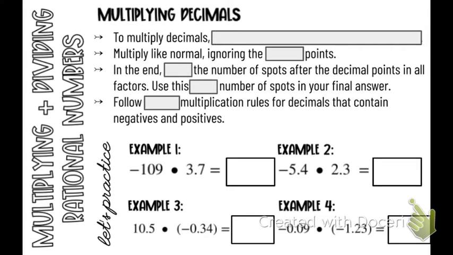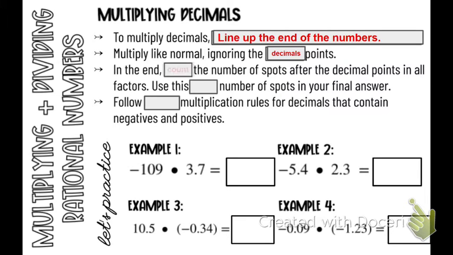All right, so today we're going to be working on multiplying decimals. To multiply decimals, you need to line up the end of the numbers. So it's not based on place value, and I call it an invisible wall. Multiply like normal, ignoring the decimal points. We're going to ignore the decimal points at first and use them at the end.